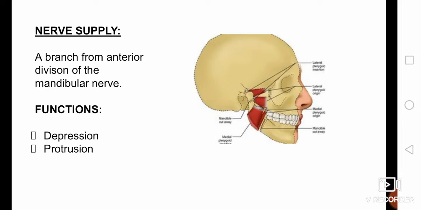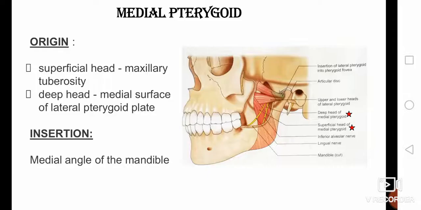It is the only muscle which is horizontal in direction, and it is the only muscle out of the 4 muscles which helps in depressing the mandible, and it also helps in the protrusion.